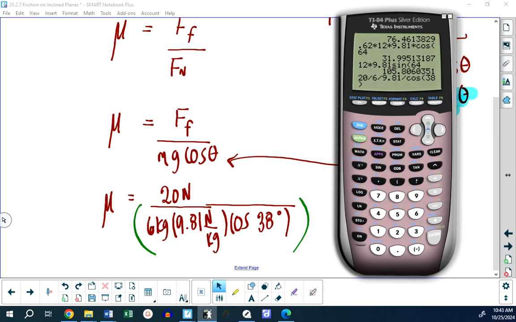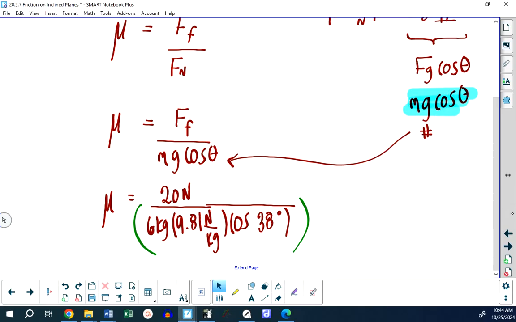How many of you have picked up this habit of mine and do that? It's just a simple thing. You could argue it's probably more keystrokes. I get 0.43. Anybody else get that number? Perfect. So the coefficient of friction here, mu, is 0.43, and we're done.